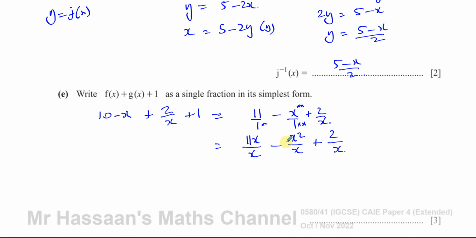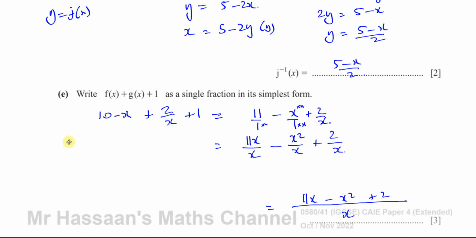So I end up with 11x minus x squared plus 2. They're all under one denominator. So that's now going to be a single fraction, 11x minus x squared plus 2. And there's the answer to this question. Just write it down there. And there we have it. So we've made this all into one fraction. Okay, so that's how you do it.